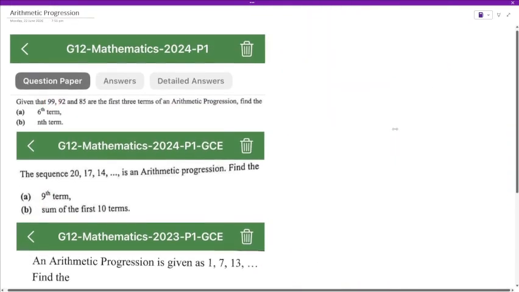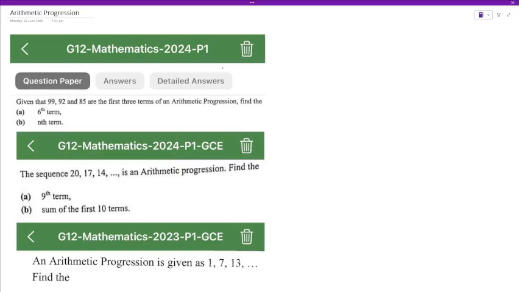The next question is saying the sequence 20, 17, 14. Let me just write it down. We have 20, 17, 14. That's our sequence. Find the ninth term. So let's call this one question 2.